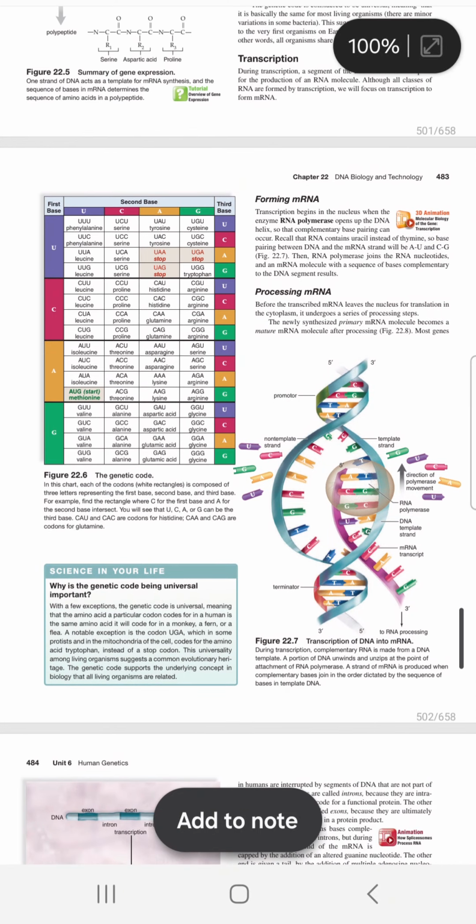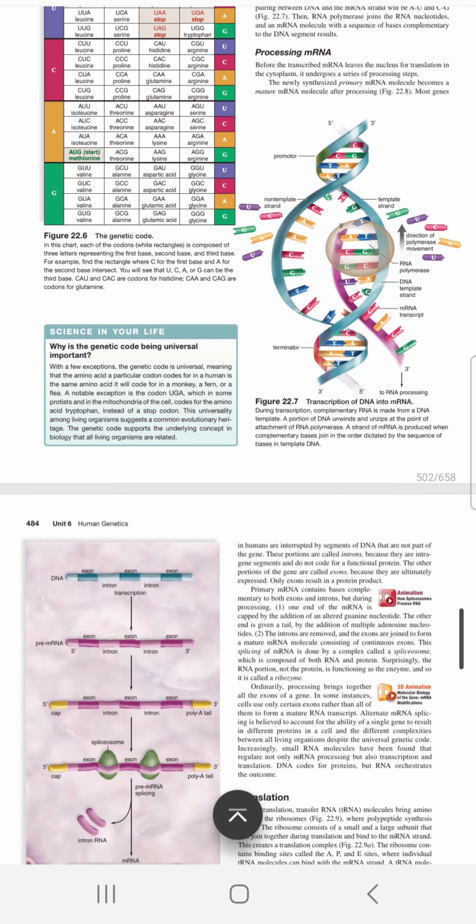Hi everyone, today we'll be solving chapter 22, DNA Biology and Technology, from the book Human Biology, the 14th edition, belonging to the author Sylvia S. Mader.